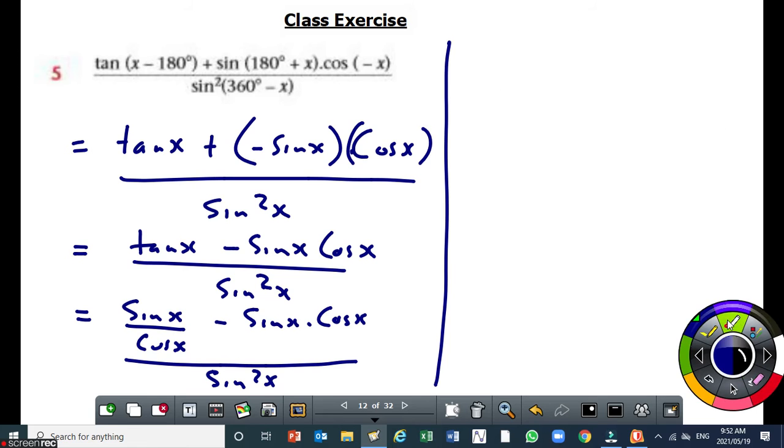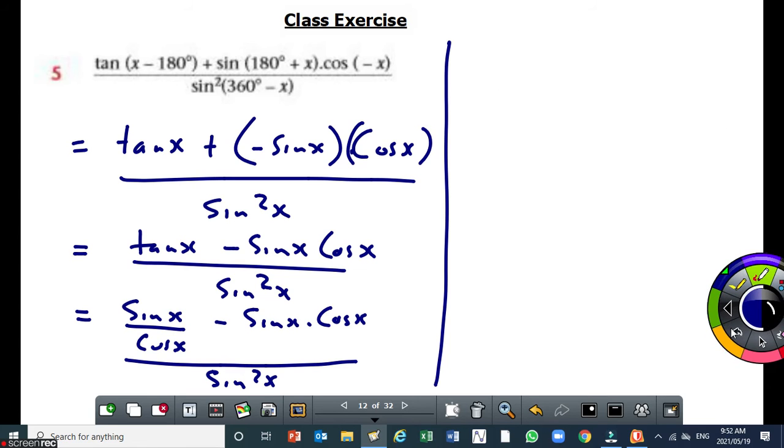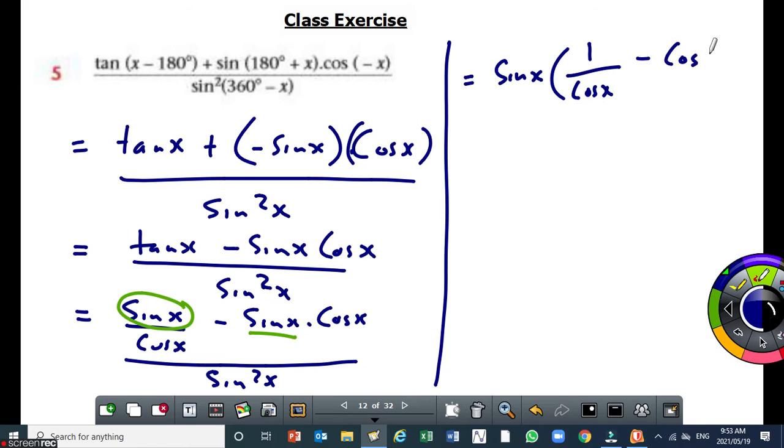No, you can't get a zero. From here, we factorize the numerator. There is a common factor here. I'm sure you can see that there is a common factor here. So we take out the common factor. We'll get sine x times (1 over cos x minus cos x).